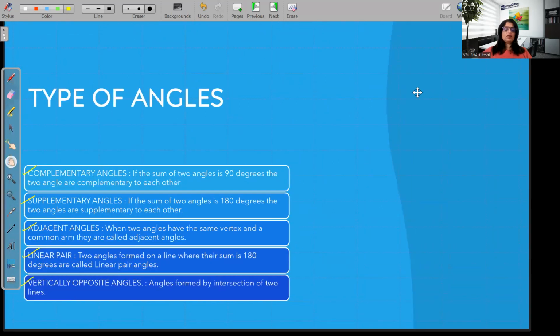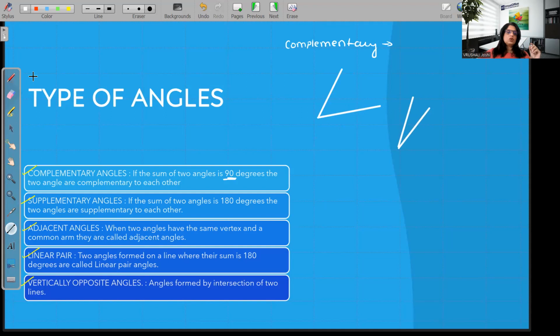So let us understand one by one. Complementary angle. What is the meaning of complementary angle? Complementary means, as it is written here, when the sum of the angles is 90 degree, when you add the two angles. For example, suppose you have this and this. If this is 60 and this is 30, if you add them, that is equal to 90. That means these two angles are complementary angles.